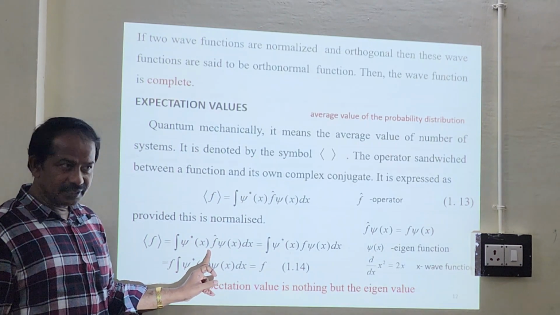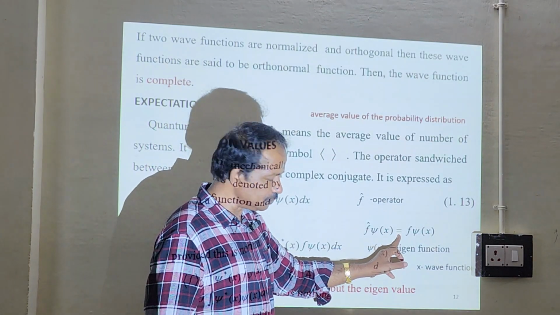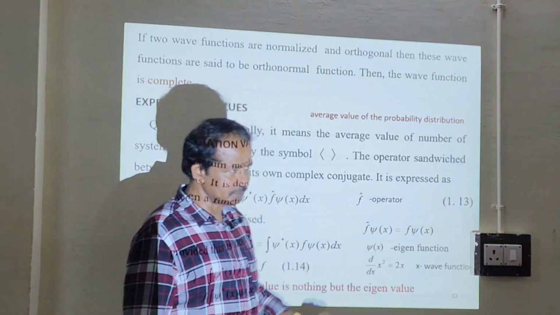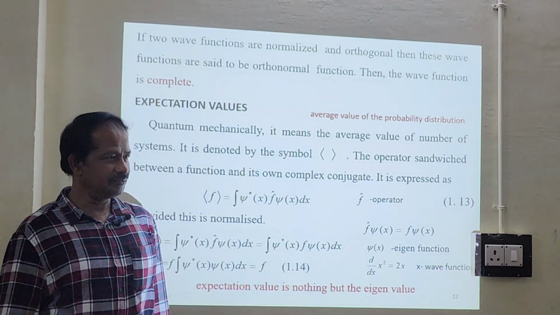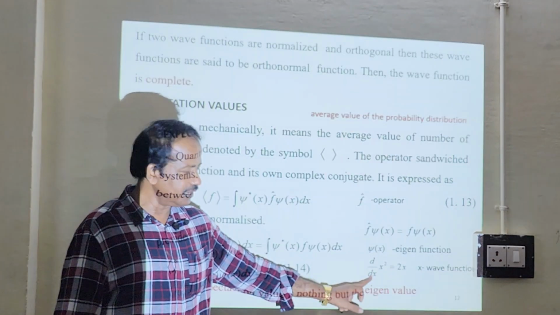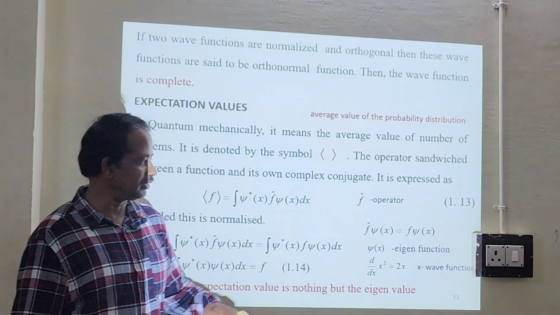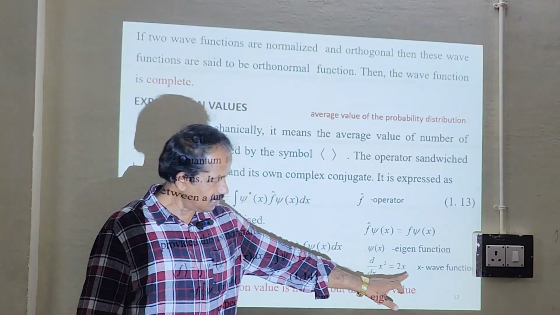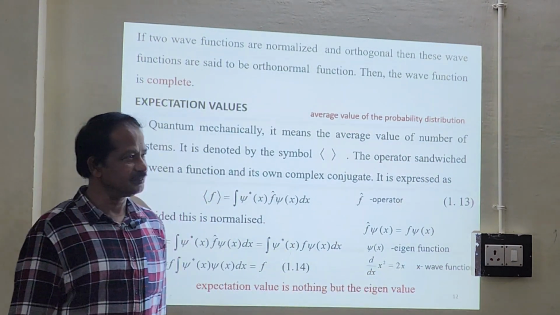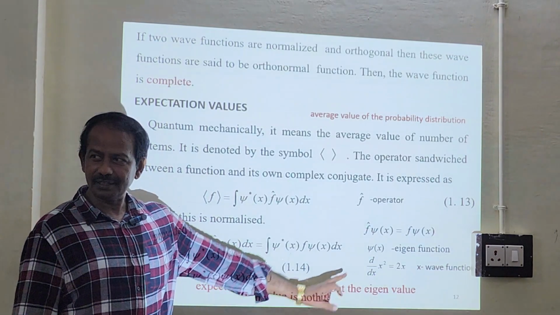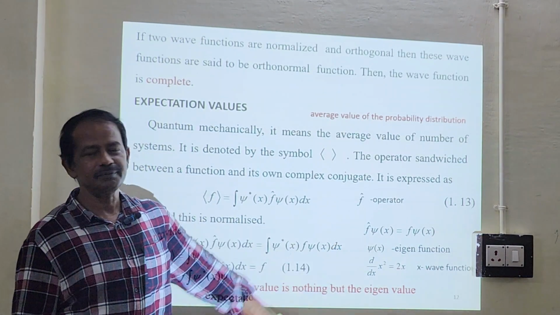Now this operator operates on the wave function and will give you an eigenvalue with the wave function. For example, just now I said differentiation is an operator, correct? So d by dx of x squared, where x squared is a wave function. We differentiate, and the answer is 2x. 2 is the eigenvalue. x is another wave function. Is it clear? This is called the eigenvalue equation.